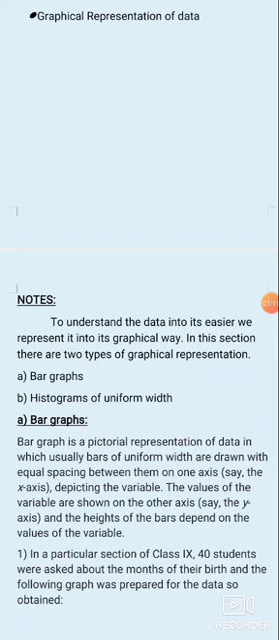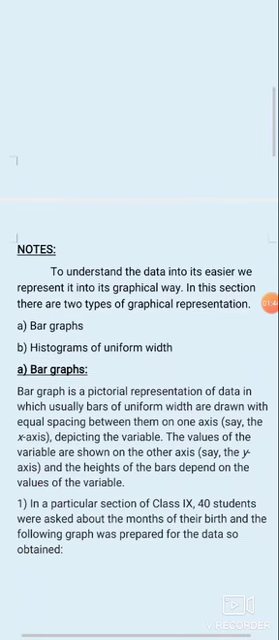Bar graph is a pictorial representation of data in which usually bars of uniform width are drawn with equal spacing between them on one axis, say the x-axis, depicting the variable. The values of the variable are shown on the other axis, say the y-axis, and the heights of the bars depend on the values of the variable. So you know about bar graph. In 8th class you have studied about it. Now listen carefully to the first question.